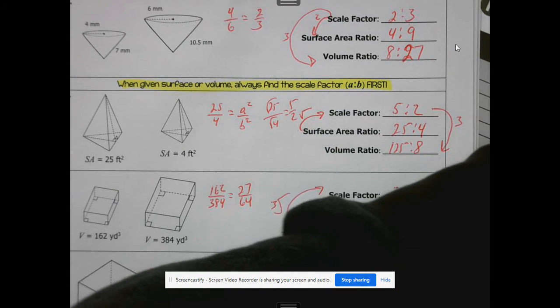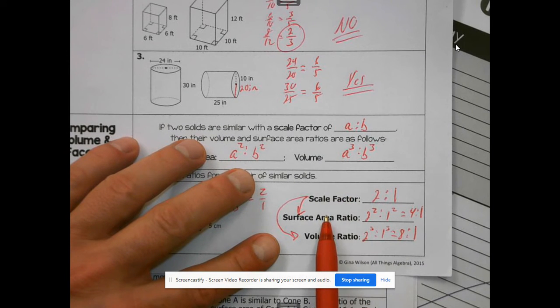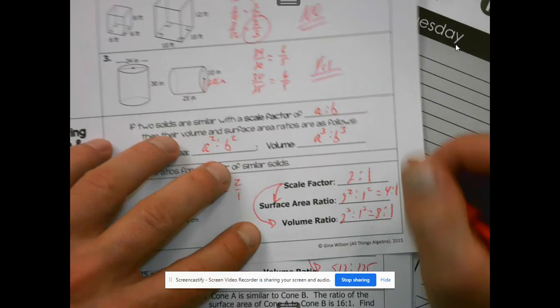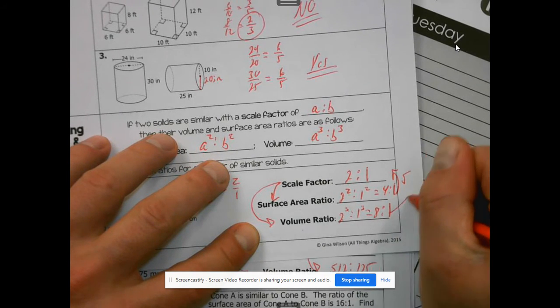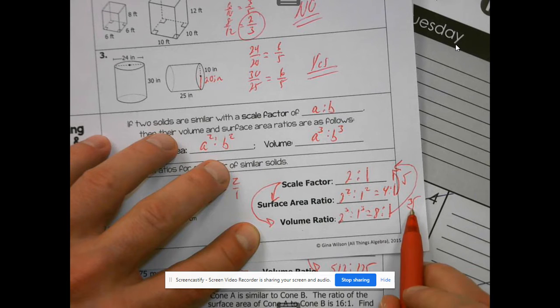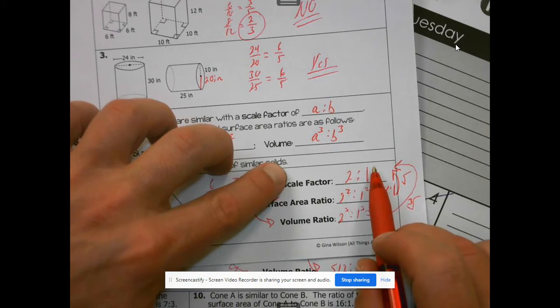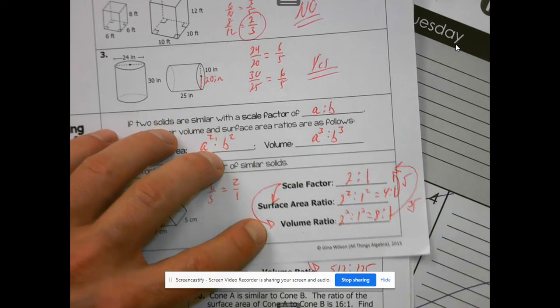All right, so just a quick review of that same page. If I'm going from scale factor to surface area, I square. If I'm going from scale factor to volume, I cube. To go backwards, if I'm going from surface area to scale factor, square root. If I'm going from volume ratio to scale factor, I have to cube root, okay? Squaring, square root right here. Cubing, cube rooting from scale factor to volume. All right, moving on.